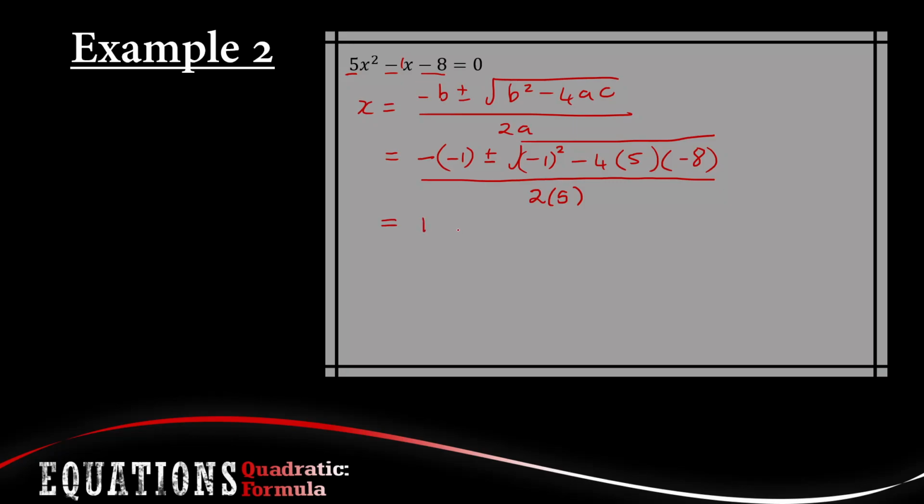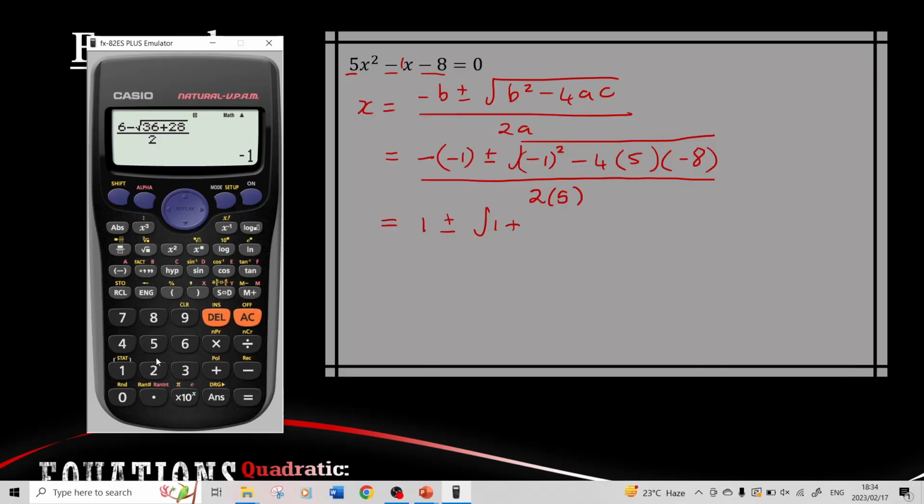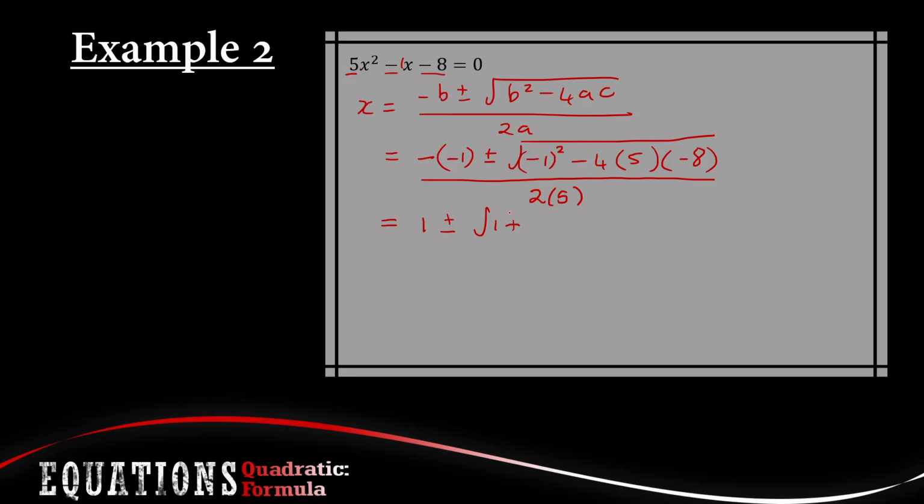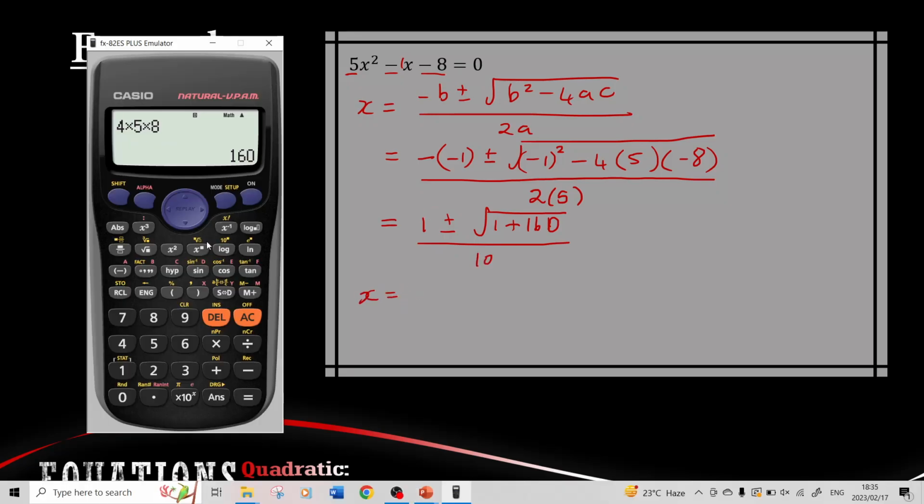This is just 1, and then plus or minus. This also is just 1, and then a minus and a minus is a plus, and then we can just multiply that on the calculator. We can say 4 times 5 times 8, and that's equal to 160. So this is 160 right there, and then over 10. Okay, so let's put that on the calculator. Then x is equal to, so we have 1 plus the square root of 161, over 10.